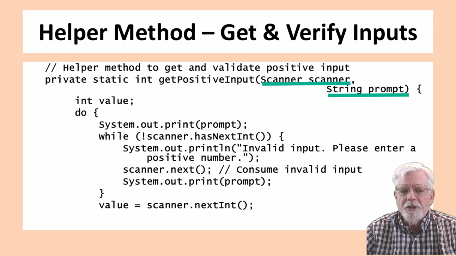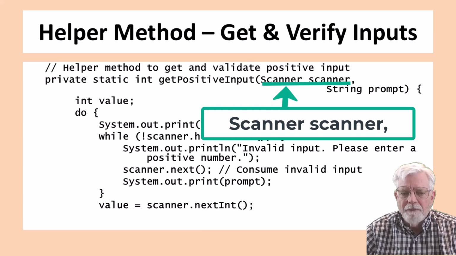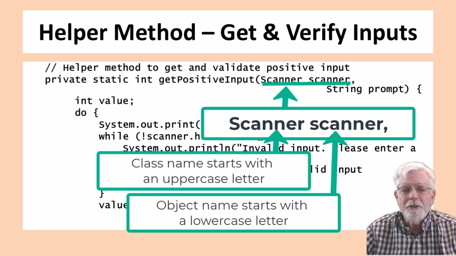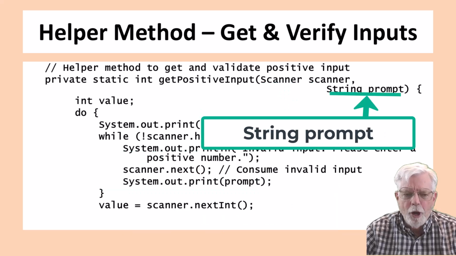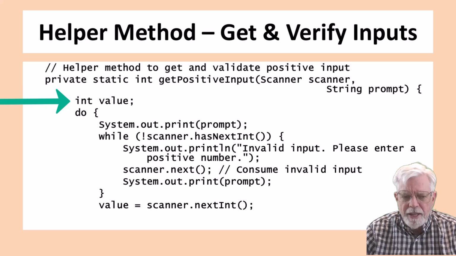For each of the parameters inside the parentheses, we need to define the data type and name that will be used inside the method. The first argument identifies that we will be receiving a Scanner object and we will be referring to it within the method by the name scanner with a lowercase s. The data type for the second argument is a text string, and we will be referring to it within the method by the name prompt. The first thing inside these curly braces is a declaration of an integer named value. This variable is only visible to code inside the curly braces for the getPositiveInput method.